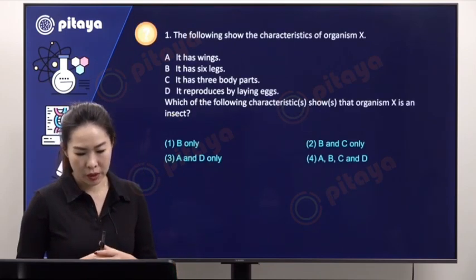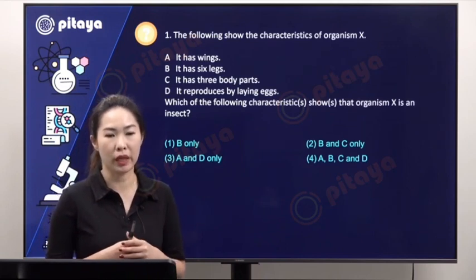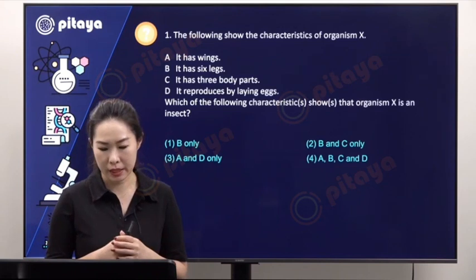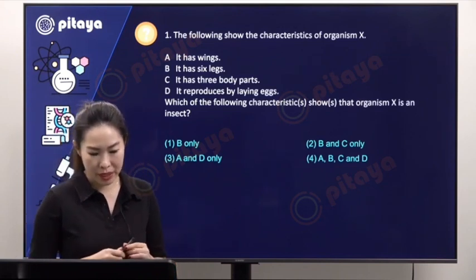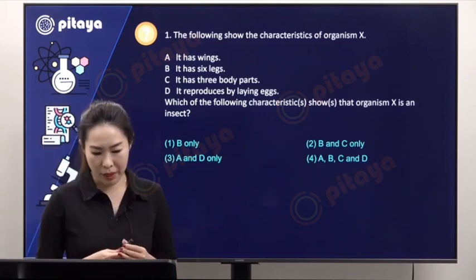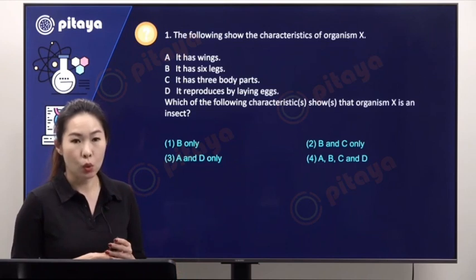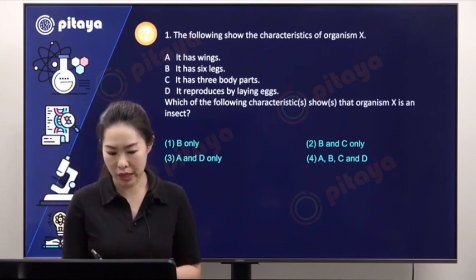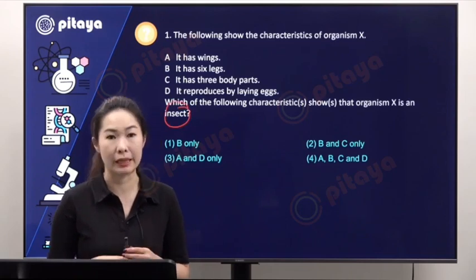In this question, it asks about this topic on diversity of animals, living things. In this case, animals. These are all the characteristics. A says that it has wings. B has 6 legs, 3 body parts, and reproduce by laying eggs. So we need to choose the characteristics that show that this organism X is an insect.